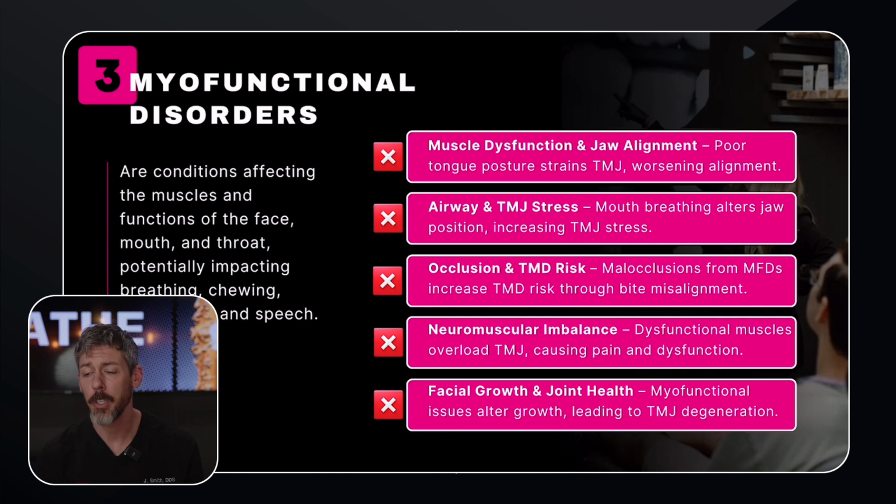All right, so myofunctional disorders are just conditions affecting the muscles and the functions of the face, the mouth, the throat, and potentially impacting the breathing, the chewing, the swallowing, and speech. This is a busy slide that I don't love. I don't know why I created so much text to it. I apologize. But let me just summarize it by saying the goal of all of this is to make sure the patient is breathing through their nose, keeping their lips together, the tongue is resting in the roof of the mouth, they're swallowing properly by putting the tongue in the roof of the mouth and butterflying against the roof of the mouth. And those are the most common main 4 things that we're trying to accomplish.